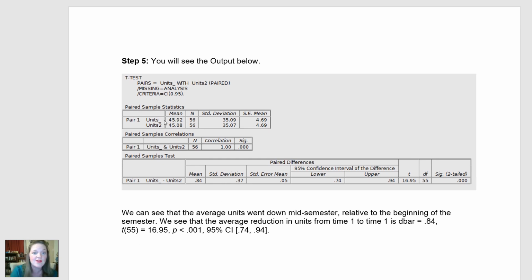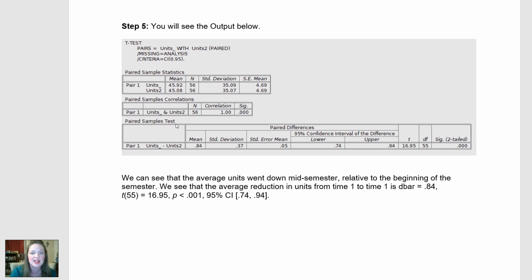So here I have the mean number of units for the beginning and the mean number of units for the end. And of course, in this particular example, in this data set that I have, we have a t statistic, an average difference between the pairs.